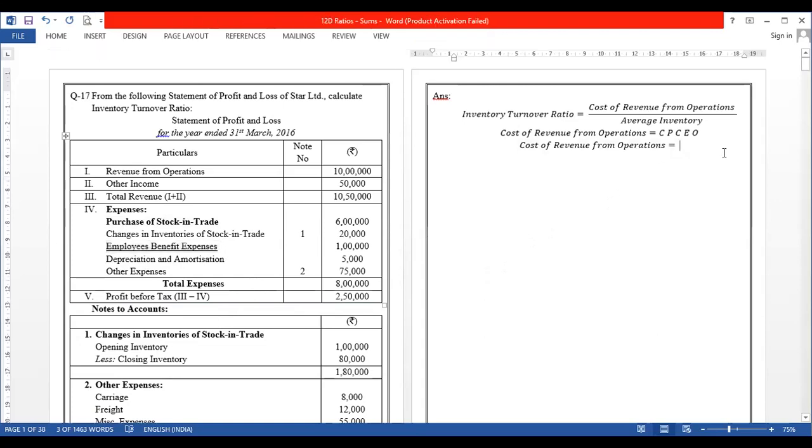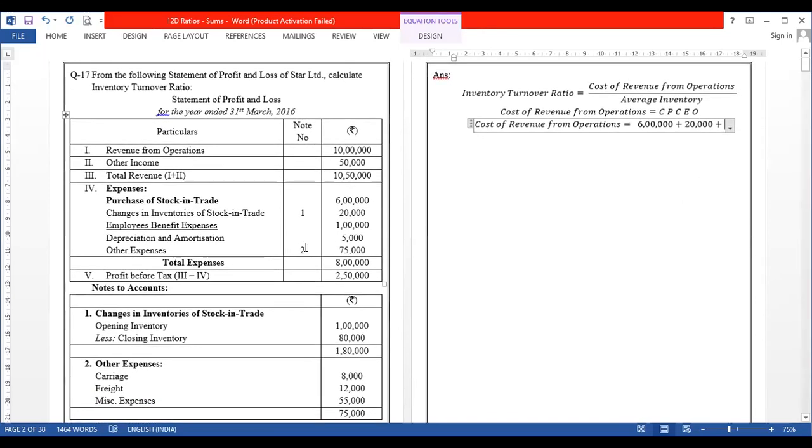Okay, so C is not there, cost of material consumed is not there, purchase of stock in trade can be seen as rupees 6 lakh. Okay, P is done. C again, changes in inventories can be seen as 20,000. Again, E is employee benefit expenses, but just now I told you that none of these expenses will include the direct expenses, employee will not have it, but other expenses, note number 2 can be seen.